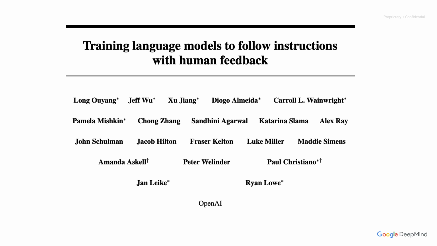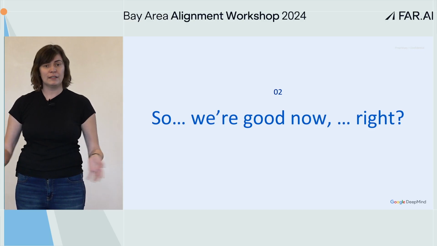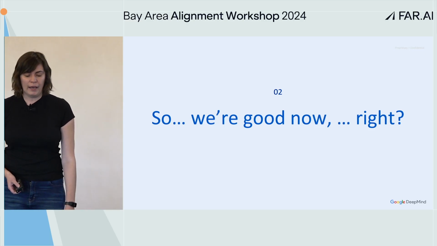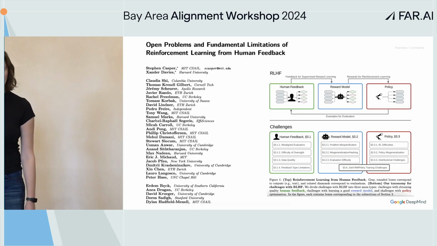So, we made this transition. We no longer just define objectives and hope for the best. We realized that's really hard to do, so we have to somehow learn them. We have to be uncertain about them. So we're good now, right? Like, problem solved. And the problem is not solved.